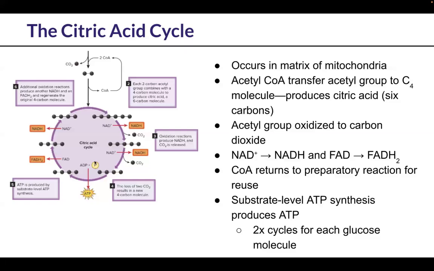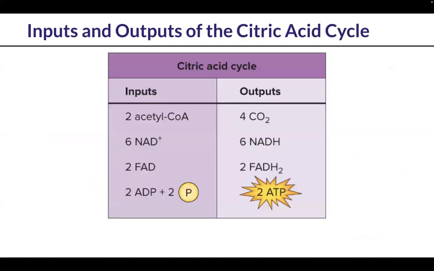Right? So this is the point of the cycle. The main reason why we go through the cycle is not really to make ATP so much as to get these NADH and FADH2 molecules that we're going to use in the next step for the electron transport chain.